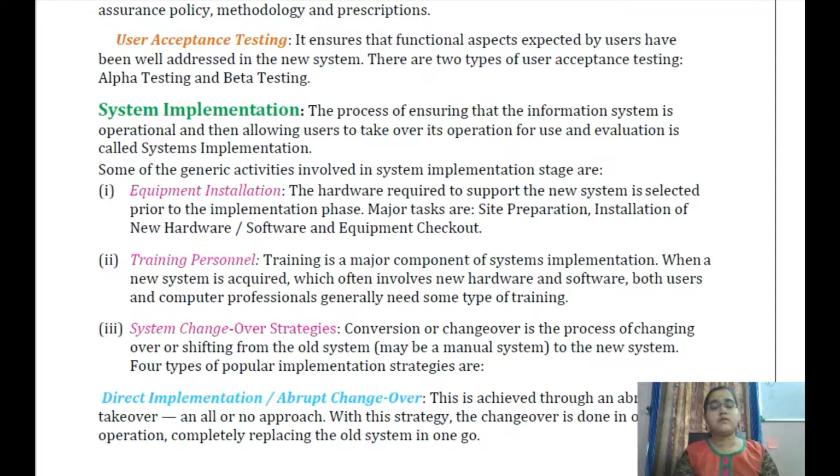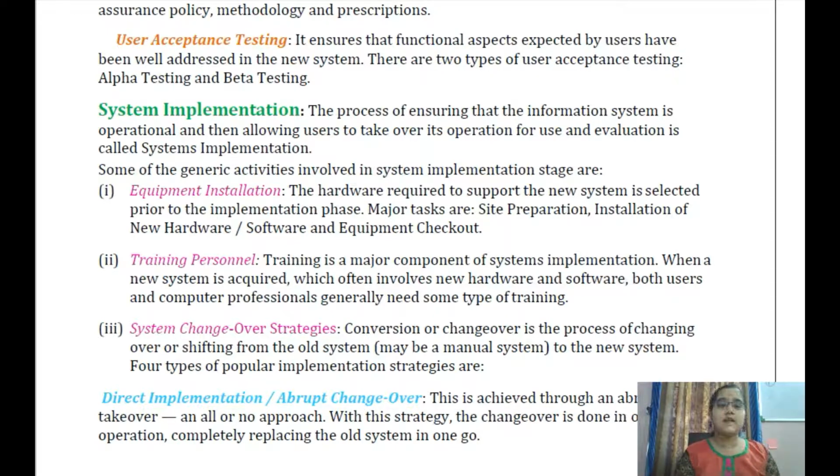Since the system is being changed from old to new, the major component of implementation will be training of the personnel, because the people who are using it will be the end users who have to use the system, and they must be properly trained for both using the hardware and the software, and the computer professionals must assist them all over. Then comes system changeover strategy.